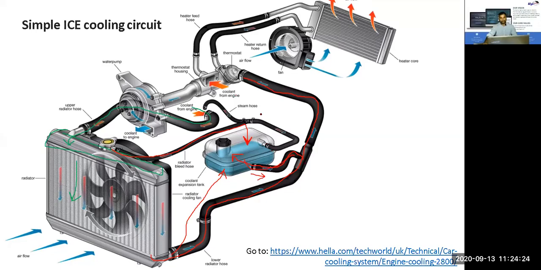Similarly, there is another line called the steam hose. This is the connection coming from the engine, because inside the engine cooling jacket steam is also being generated due to uneven heating. There are some hot spots which are creating steam. All of this steam comes to this expansion tank, and that is why this tank is also called a degas tank, because it removes the gas from the liquid. It separates them.